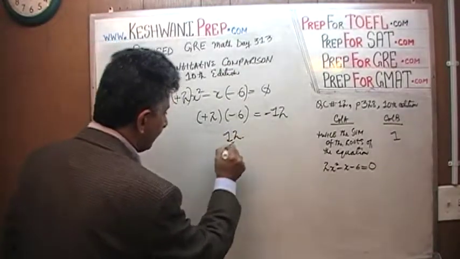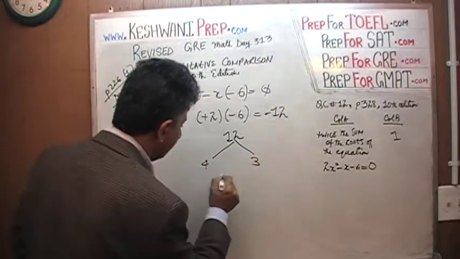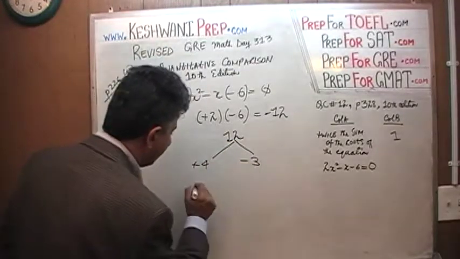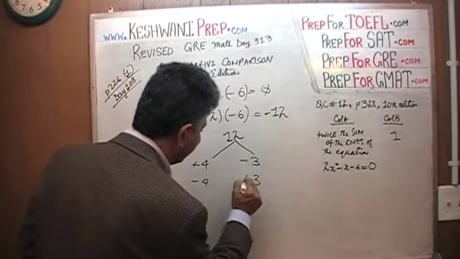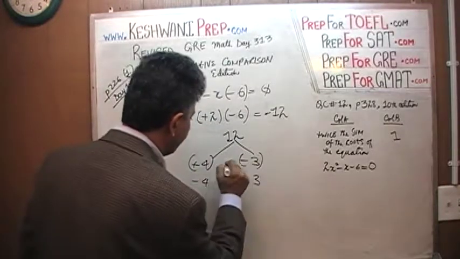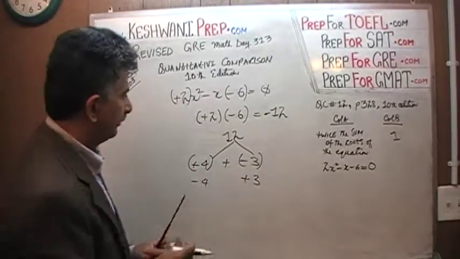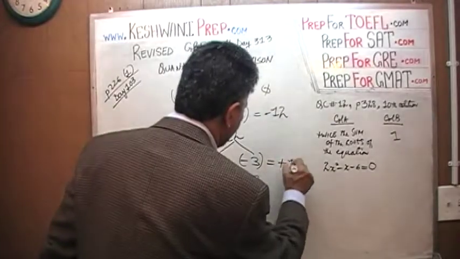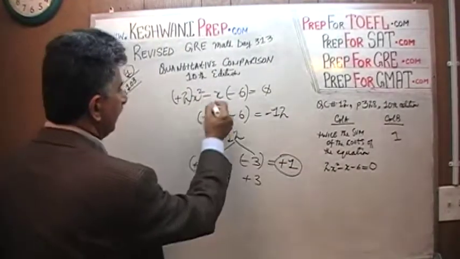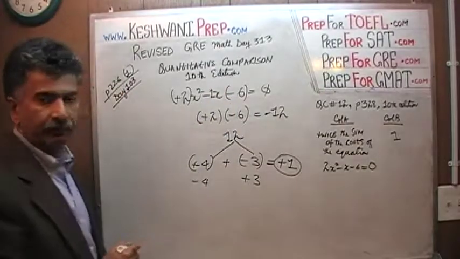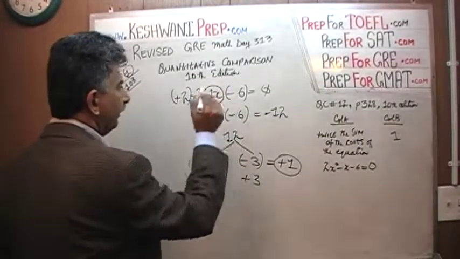12 is either going to be 4 and 3, positive 4 and negative 3 that is, or negative 4 and positive 3. In this case, positive 4 and a negative 3 is going to add up to positive 1. Well, we don't want them to add up to positive 1. Right here, the coefficient of x is negative 1.